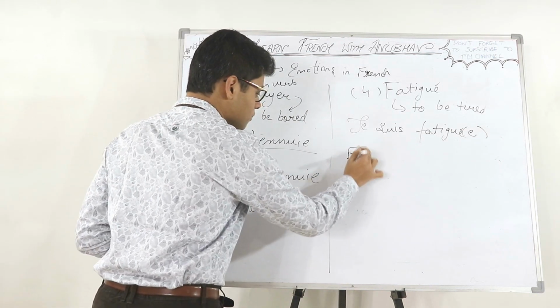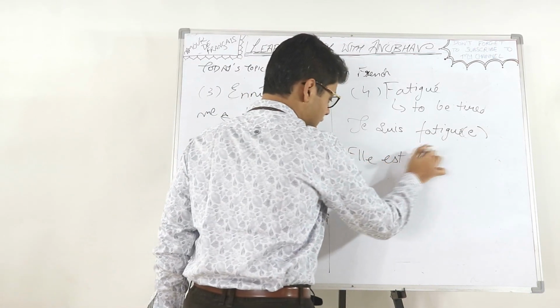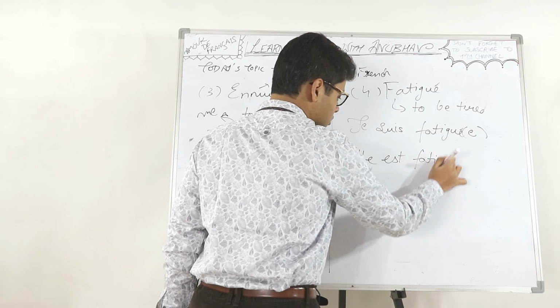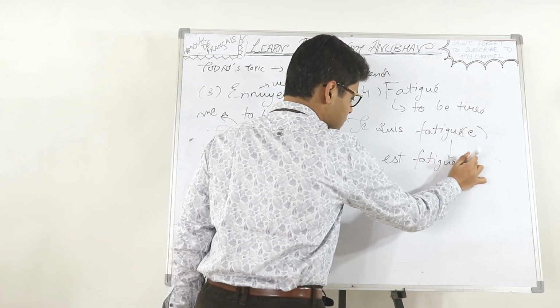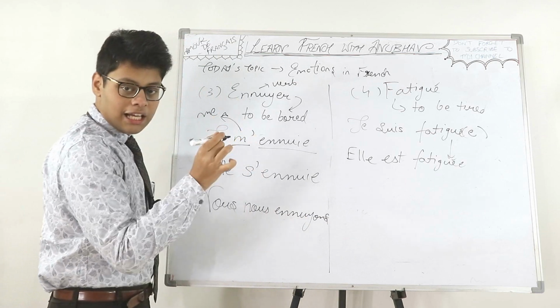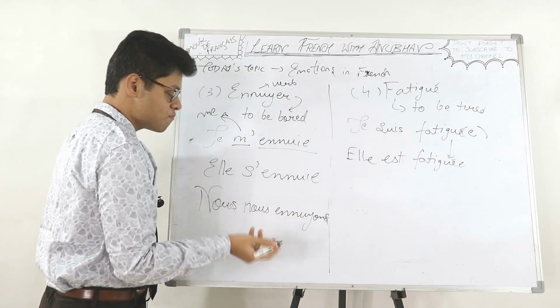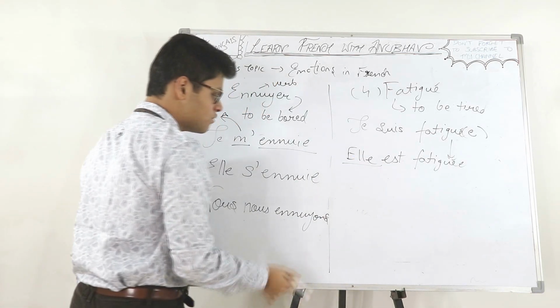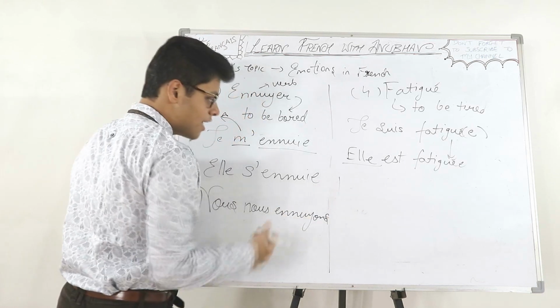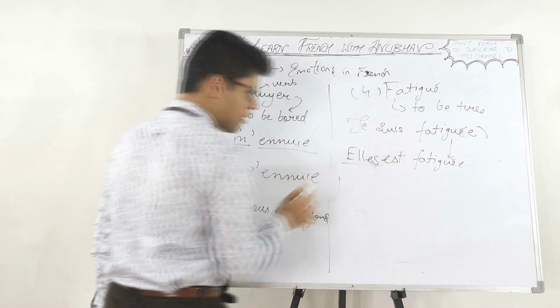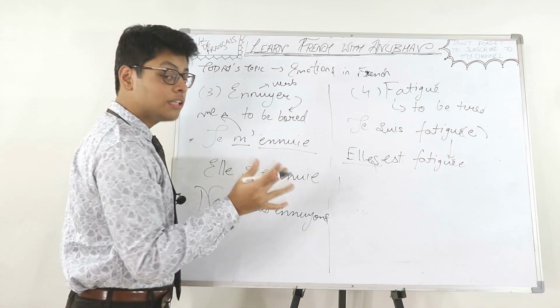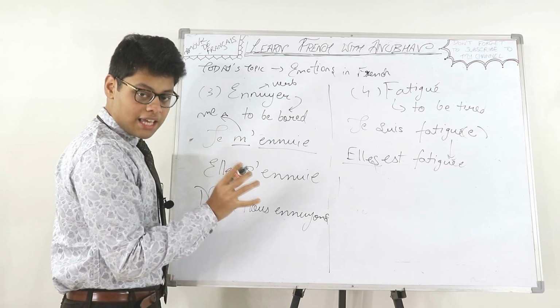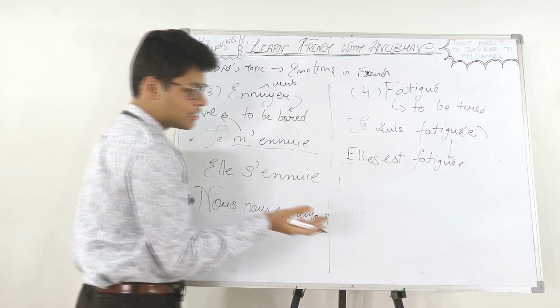Moving towards elle. Elle est fatiguée, the same as here. Double E, first E with an accent and an extra E because of the feminine subject. And okay, let's discuss here also. If it's feminine plural, then fatigué will also become feminine plural. An extra E gets added and then S gets also added, right?